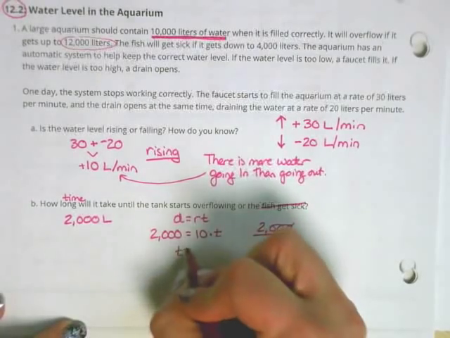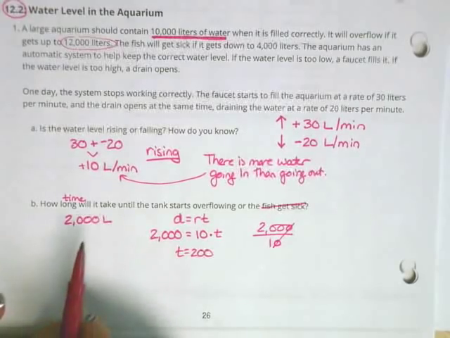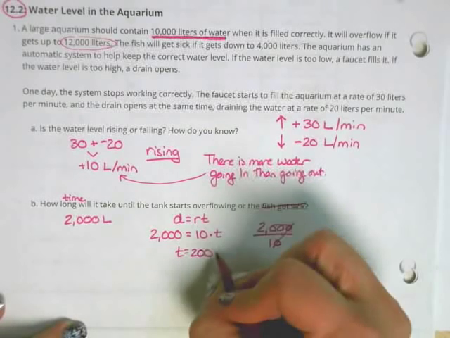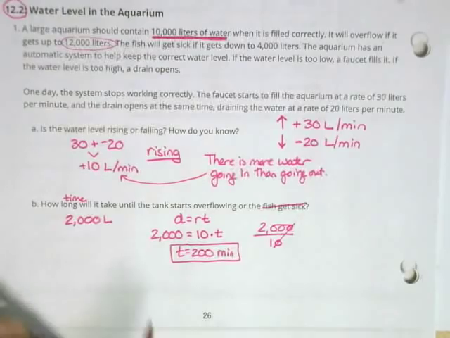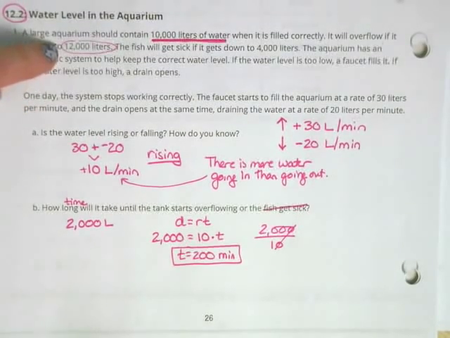So our time is 200 what? What's our unit of time in this problem? Is it seconds? Is it hours? The only thing we're talking about for time is minutes. So it's going to take us 200 minutes until it gets to that 12,000 liter mark where it's going to start to overflow. That would be bad news. So hopefully before 200 minutes they fix the problem and they can get that working again for those fish.